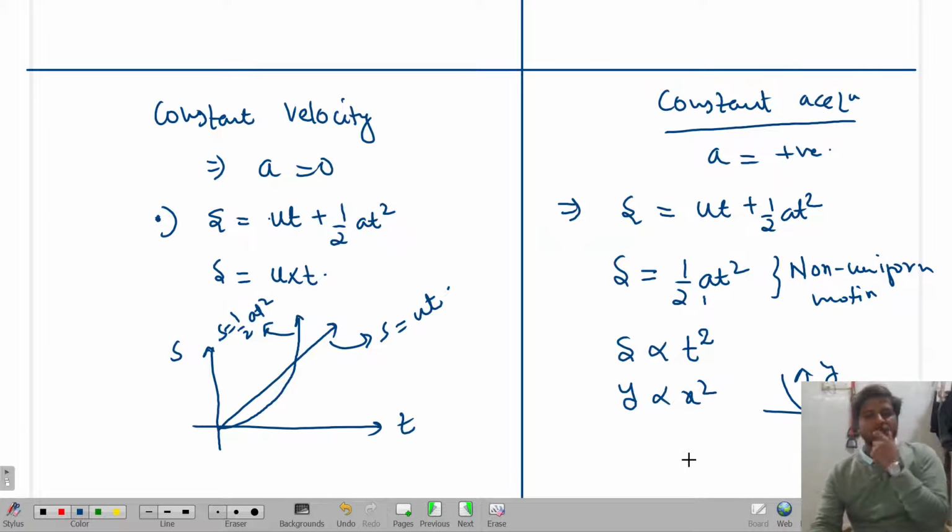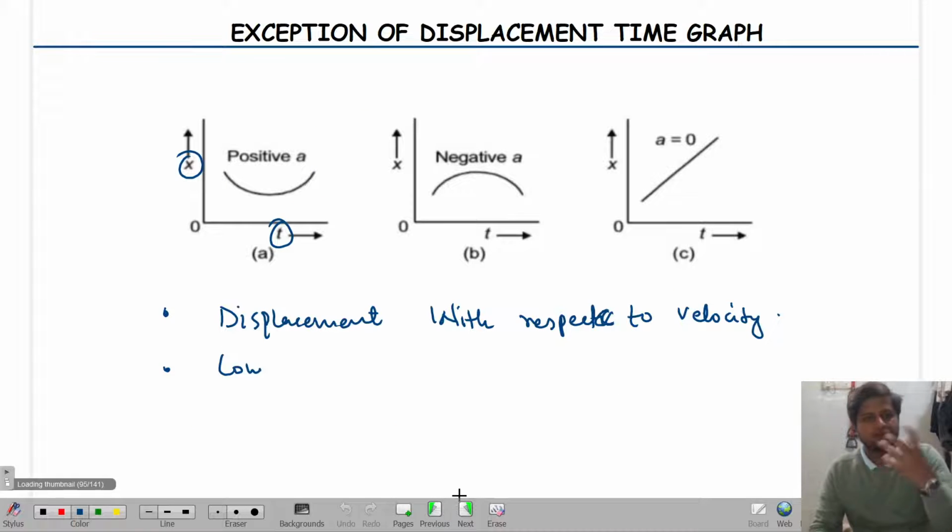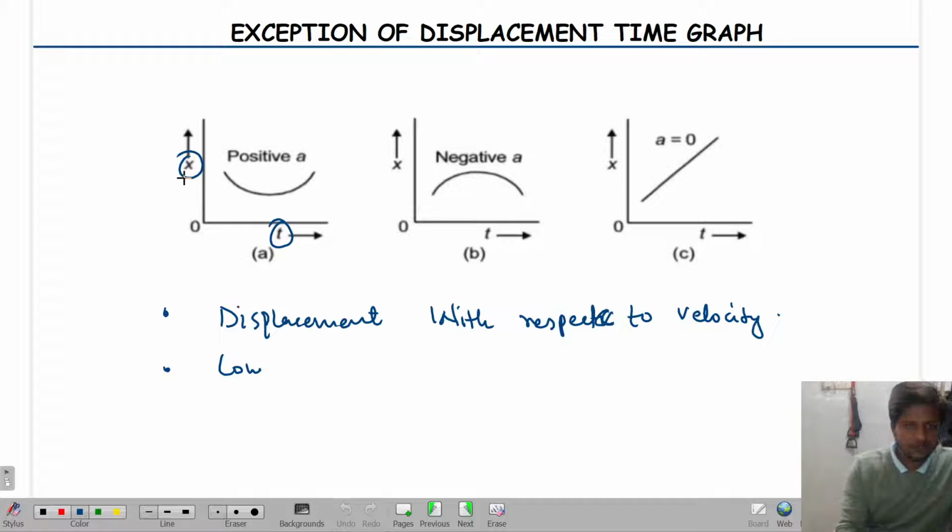So these are the most important things. Now here we are going to take account of that only. If you have a linear graph of displacement with time, what is going to happen? Velocity is constant. If velocity is constant, acceleration remains 0. Second case is what? What do you observe?